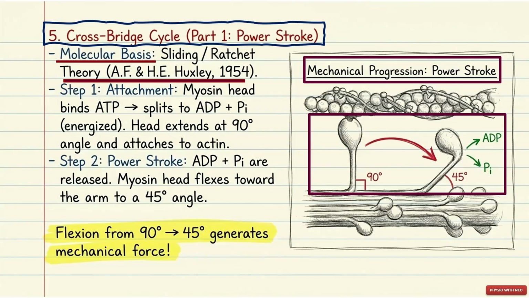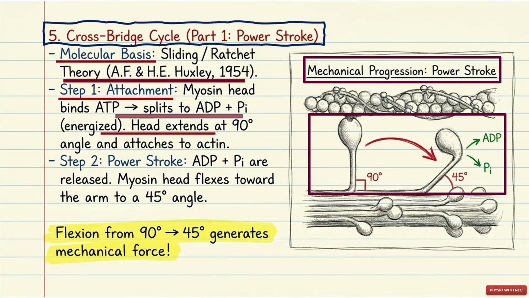It begins with step 1, that is attachment. The myosin head contains an ATPase, which splits ATP into ADP and a phosphate group. In this energized state, myosin is ready to interact with the actin. Once the active site on the actin becomes exposed, the myosin head binds to the actin. That is, the head extends at 90 degrees and attaches to the actin.